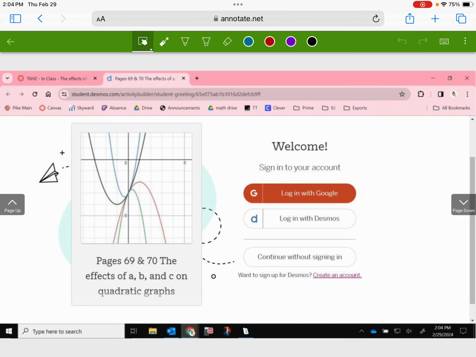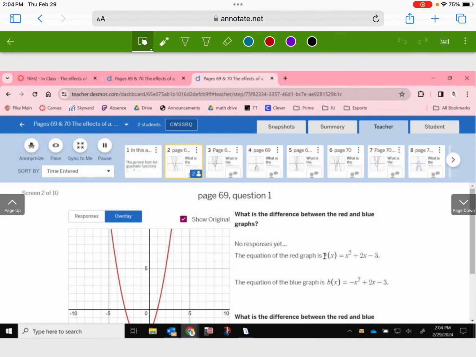And what we're going to do is we're going to talk through some stuff. So the first page is kind of a paragraph. Really, you're going to want to go to the second page. And it's going to have something that looks like this. It says, what's the difference between the red and the blue graphs? And this is in your workbooks. It says page 69 and 70, but I don't think that's right. It's page 68. Yeah, page 68 in your book.